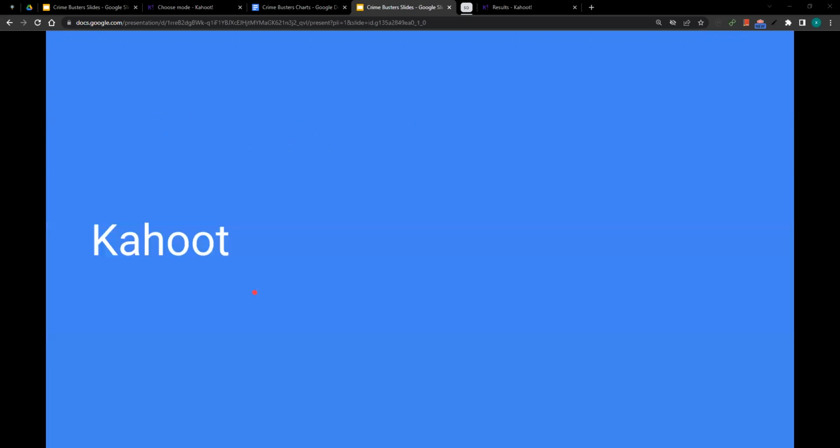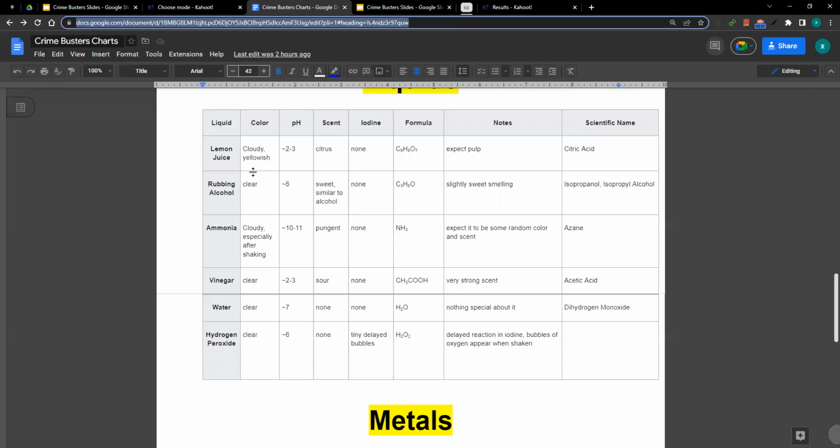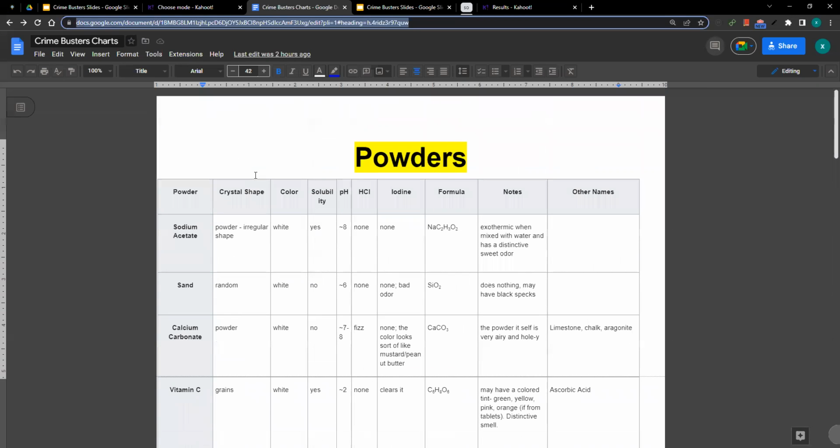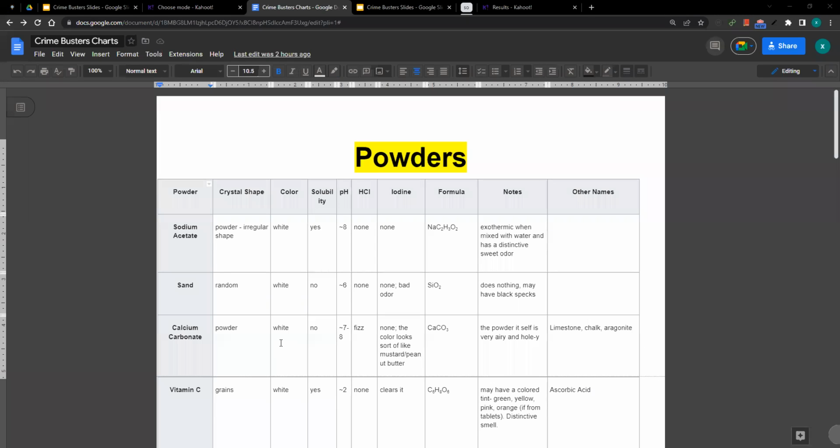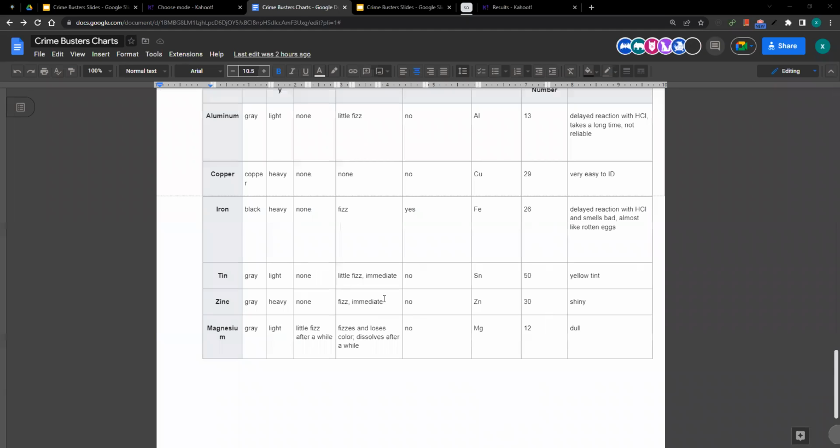And I think we can go to the Kahoot right now. Before the Kahoot happens, I'd like everyone to have access to the cheat sheet that you will need for the Kahoot. I'll send it in chat real quick. Everyone please go to the doc. It has the charts for powders, liquids, and metals, and you will need this for the Kahoot.